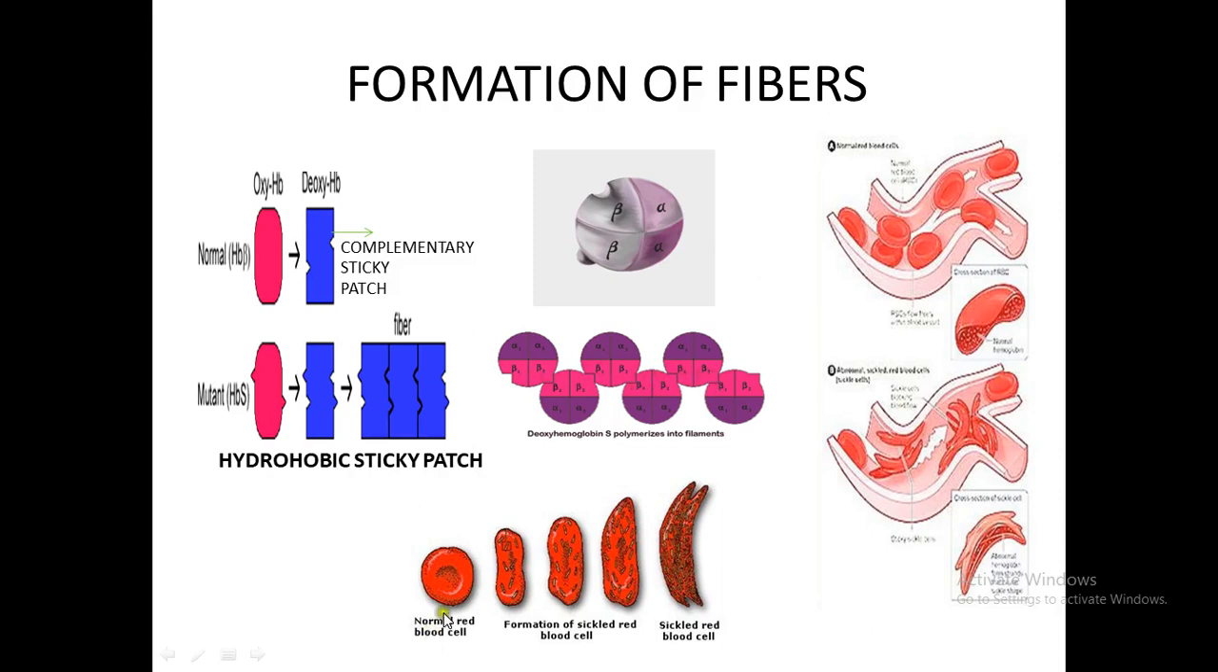And when these long fibers are formed, this is a normal red cell, but inside the sickle cell, you can see fibers are forming. As more and more fibers form, initially they are in a gelatinous form. Later on, they become hardened. And when they become hardened, the shape of the RBC has changed completely. From the normal biconcave discoid shape, it has now changed into a sickle shape, meaning it is in an elongated, hard shape.